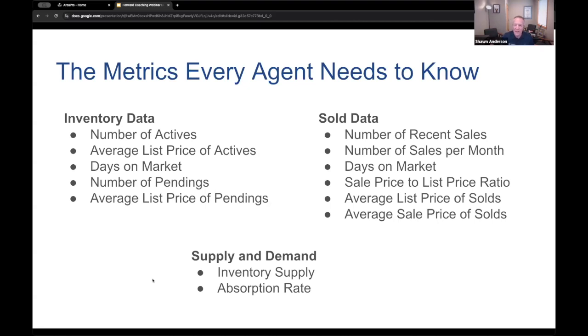Absorption rate is if you flip that on its head and ask, what percentage of my homes am I selling every month? Well, I'm selling 25 out of 100. 25 divided by 100 is 25%. So absorption rate is referenced as a percentage. One of the ways I'll share that stat is I'll say, we're selling 25% of the inventory every month. That means for you as a seller, you have a 25% chance of selling your house in the next 30 days.